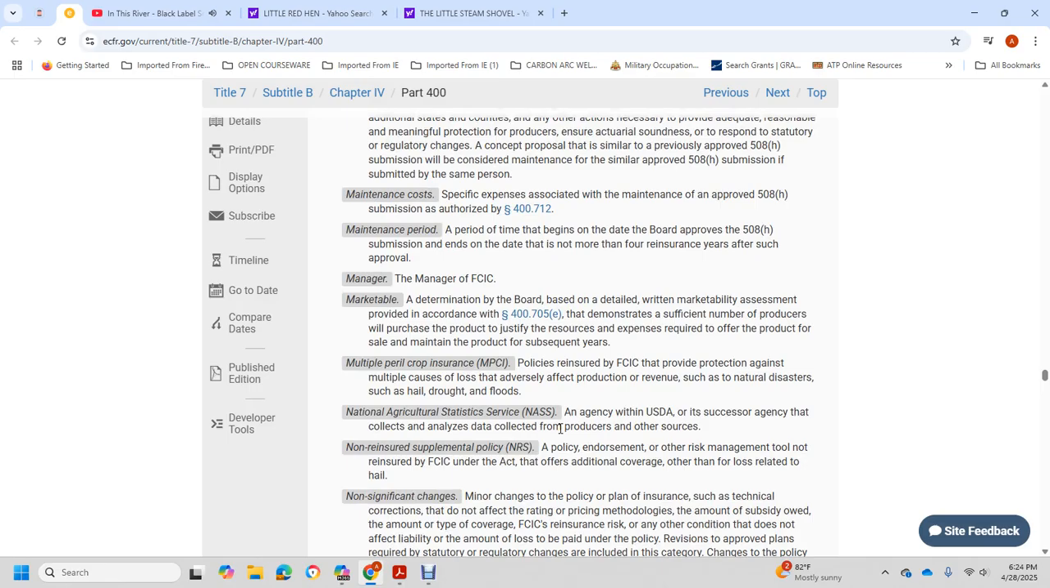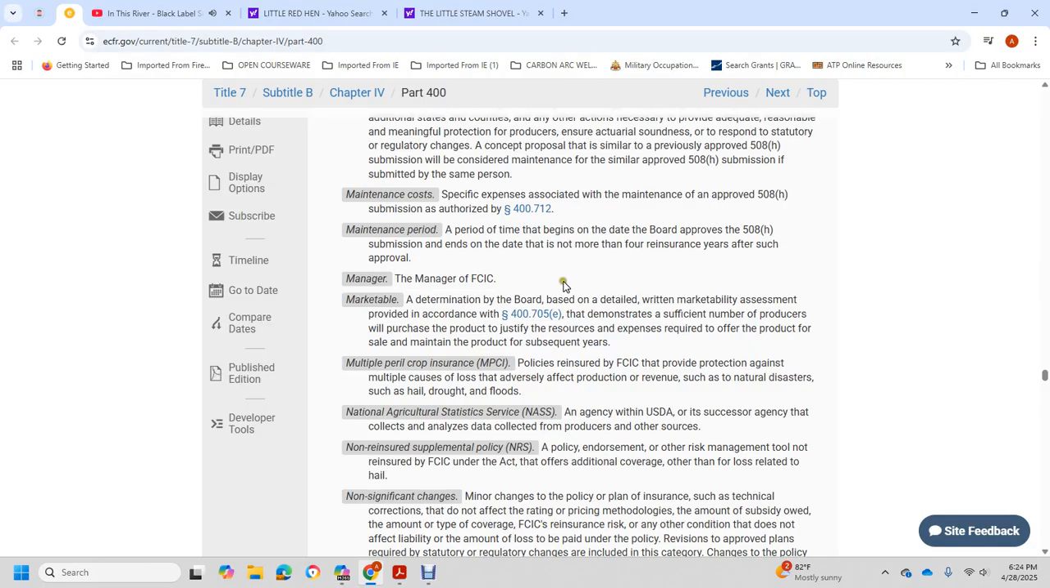Multiple Peril Crop Insurance, MPCI: a policy insured and reinsured with the Federal Crop Insurance Corporation that provides protection against causes of loss adversely affecting production or revenue, except for natural disasters such as drought and flood. The National Agricultural Statistics Service, or its USDA successor agency, collects and analyzes the data collected with the procedure and other sources.